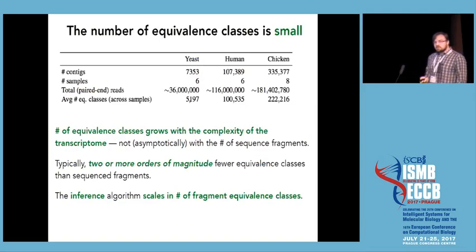And why would we want to do this? Theoretically it makes sense and it's intuitive, but empirically, the number of these equivalence classes is often 2 orders of magnitude or more fewer than the number of alignments. So if I have an EM algorithm that scales in this number, it's automatically 2 orders of magnitude or more faster, right? So that's really the motivation here.